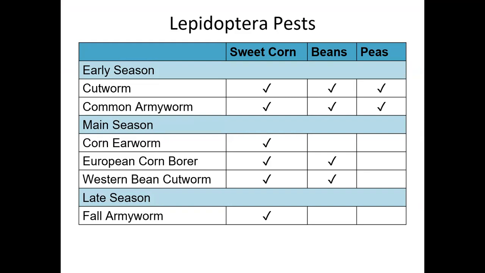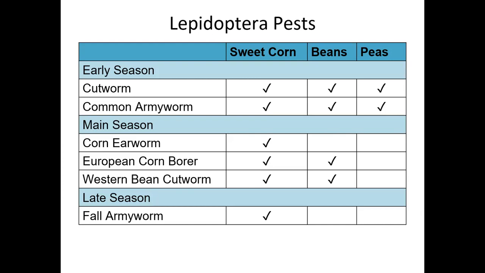As early season pests, we deal with the cutworm and the armyworm, and they impact all three crops, more commonly seen in the sweet corn and the beans than in the peas, but they can impact peas. As main season pests, we will be looking at corn earworm, corn borer, and western bean cutworm. The corn borer is certainly a significant pest of beans as well as corn. We haven't seen a lot of problems with western bean cutworm in snap beans, but it is something that they can feed on. And as a late season pest, we'll be looking at the fall armyworm.